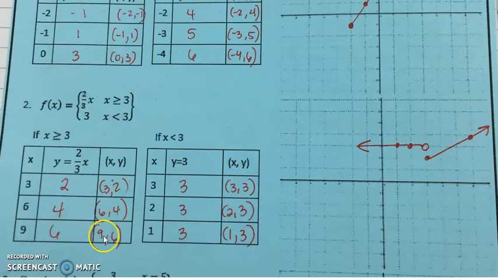So if you didn't want to create a table, you technically wouldn't have to. You could plug in one of the points, in this case 3, and then from there you could use the slope to graph the rest of the graph.